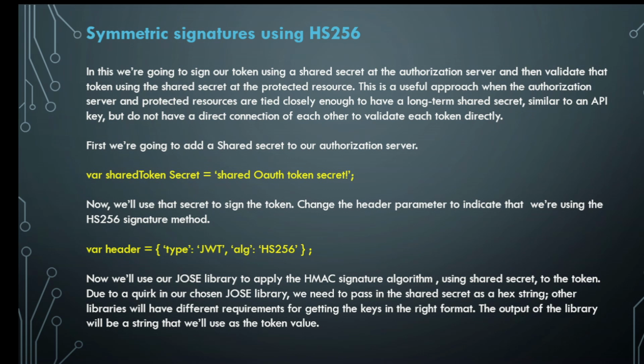Now just use the JOSE library to apply this algorithm using the shared secret to the token. Due to the quick and chosen JOSE library, we need to pass in the shared secret as a hex string. Other libraries will have different requirements for getting the keys in the right format. So this is one way, by using the JOSE library. We need to pass the shared secret as a hex string, and other libraries may have different requirements for how they want the key passed. The output of the library will be a string that we will use as a token value.